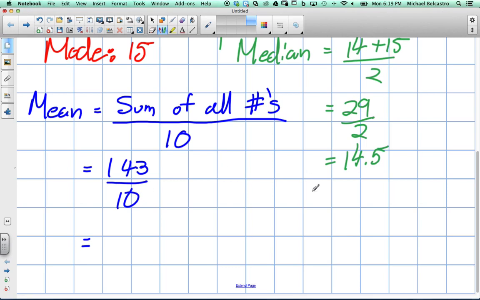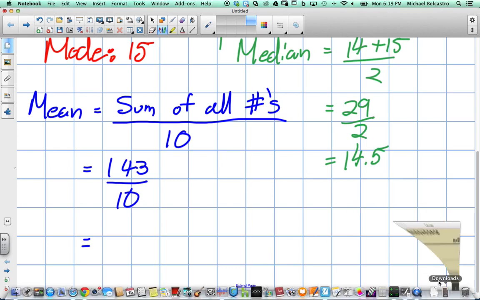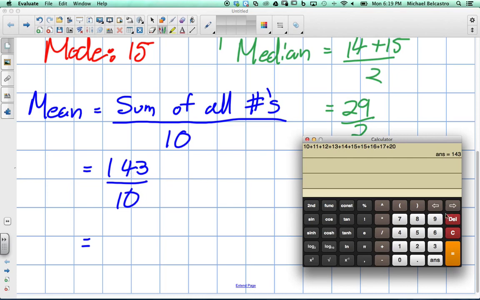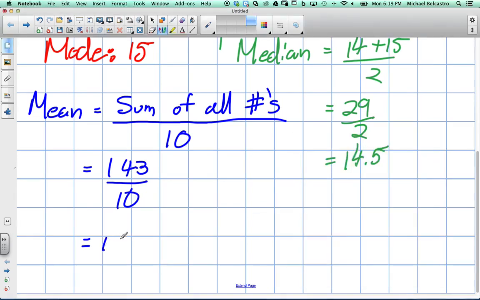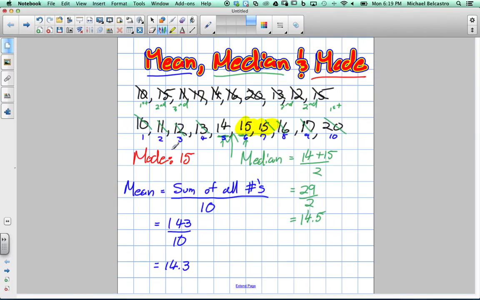Again, we can do our long division if we want, and you can use a calculator if you're unsure. I can tell you, I know what this is going to be. Do you know what it's going to be, Kyle? 143 divided by 10. Anytime we divide by 10, we just move the decimal place one over to the left. So 14.3 is our mean, okay? And those are our three. We went through the mode, usually easiest to see, then the median, and then the mean has probably the most amount of work to do to solve it.